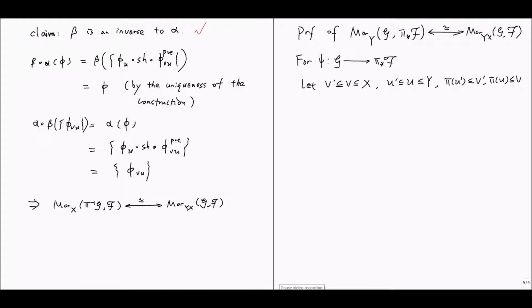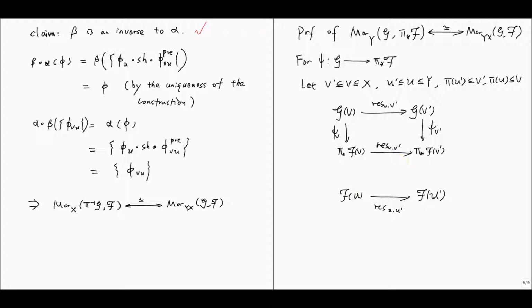As usual, we'll take some open subsets: V prime, V, U prime, U. Pi of U prime is always required to be contained in V prime, and pi of U is contained in V. We wish to complete this diagram by finding the vertical maps such that the square we get will be commutative. To this end, we need the help of psi and pi star f.